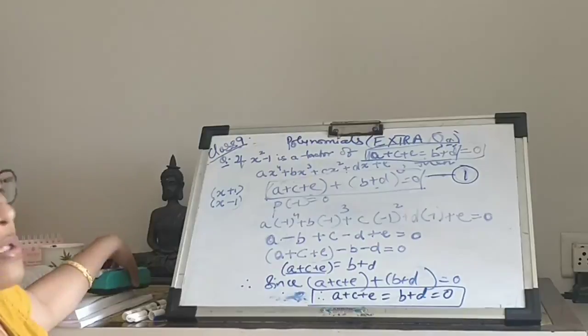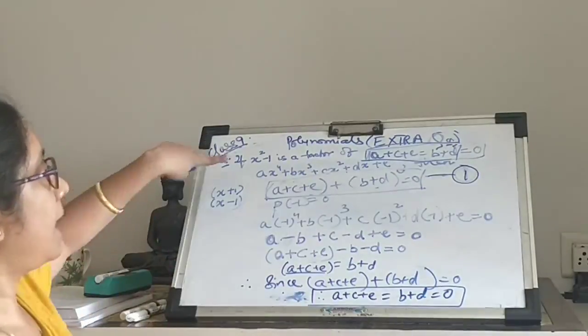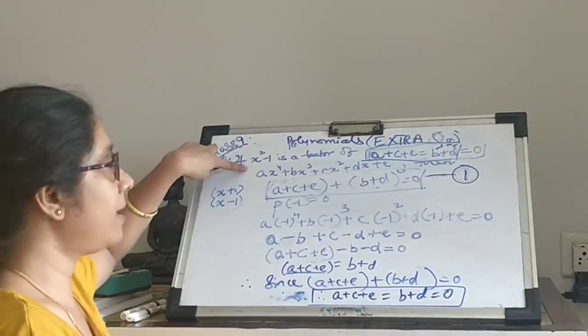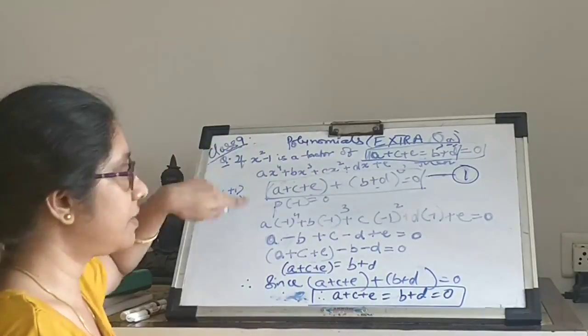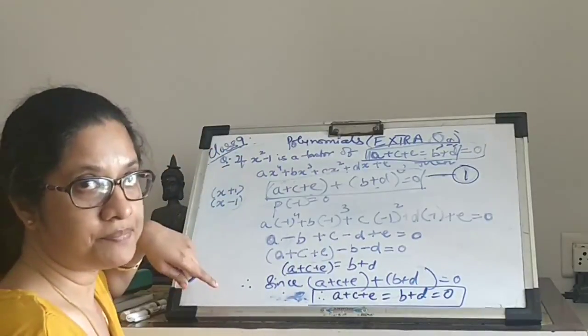You saw how we used the factor theorem and A square minus B square to solve this given problem. Okay?